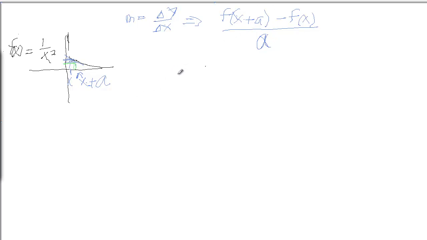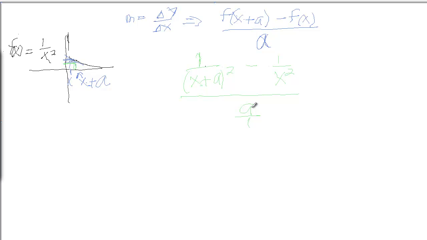So I have the fact that f of x plus a is literally 1 over x plus a squared, and it's minus 1 over x squared naturally. So when I look at this, then I see that I'm going to be over a, and to help make this a fraction, I'm just going to put a over 1.